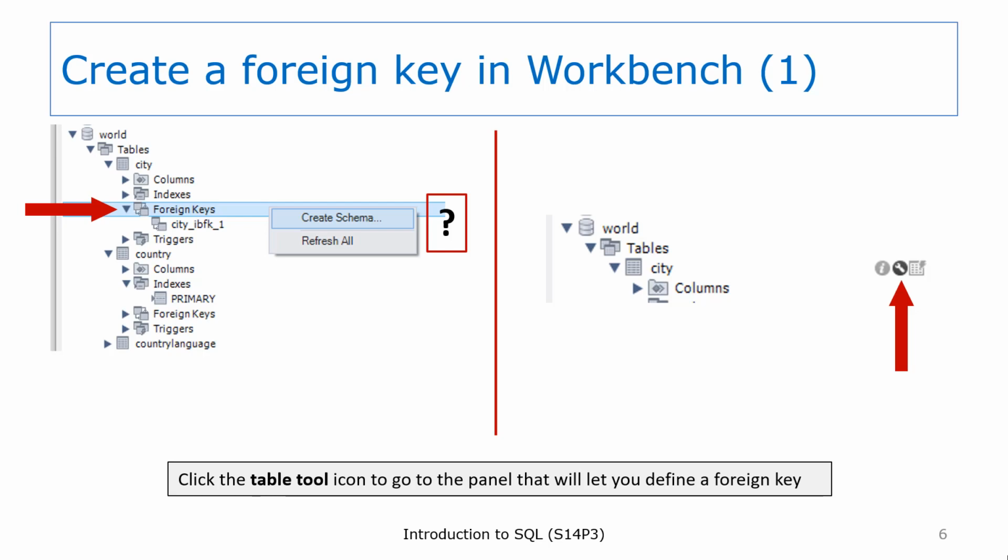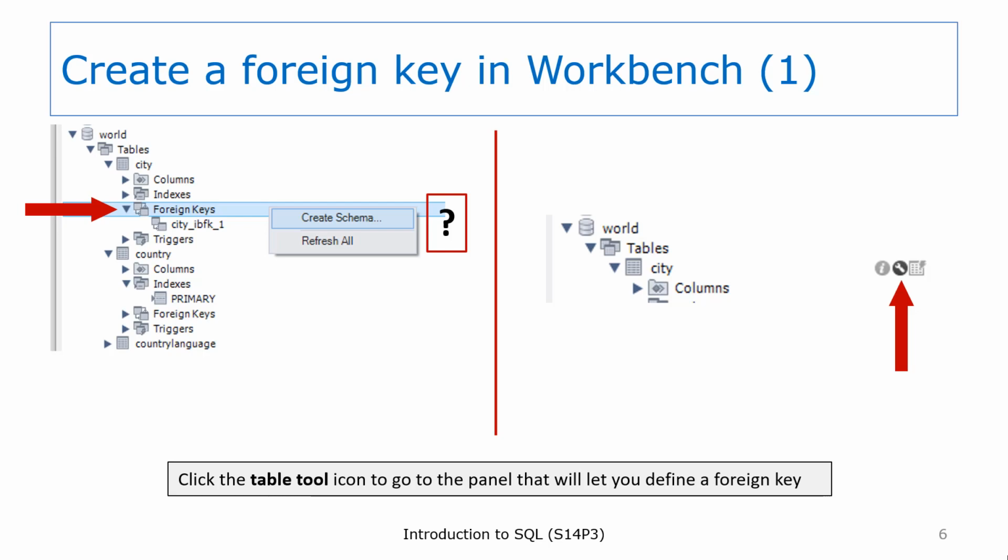using MySQL Workbench. Look first at the figure on the left of this slide. In the figure, the world schema is expanded and the city table is expanded. One of the items listed under the table is foreign keys. When you expand that, you see that there is already one foreign key defined for the city table. The name of that foreign key is City IBFK 1. One thing you need to keep in mind with foreign keys is that when you define a foreign key, the name that you assign to it must be unique within the schema. That means that two tables within the same schema cannot have a foreign key that is named the same.